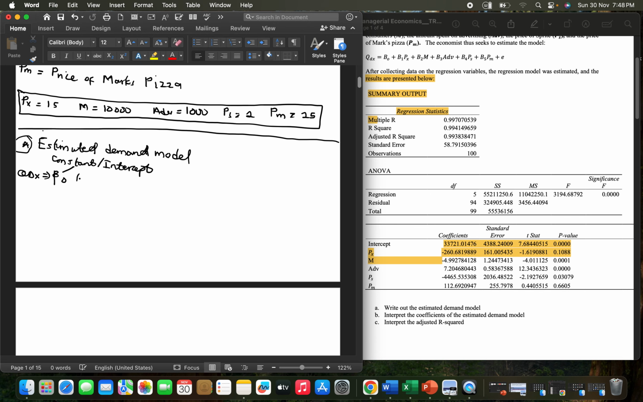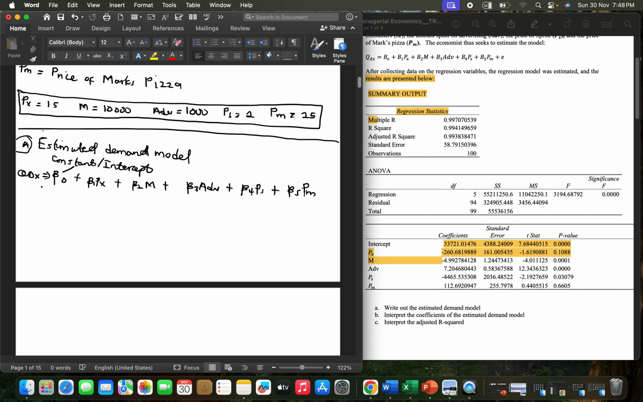I have plus beta 1 px plus beta 2 m plus beta 3 advert plus beta 4 ps plus beta 5 pn. Now you notice that I didn't bring the error term. When you are forming the actual regression equation, we don't need the error term.